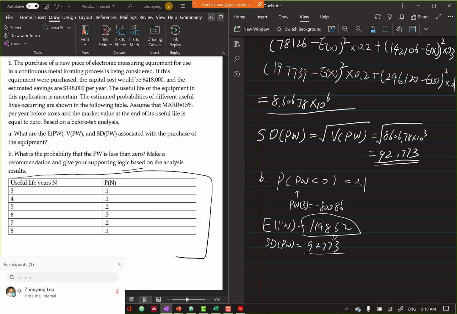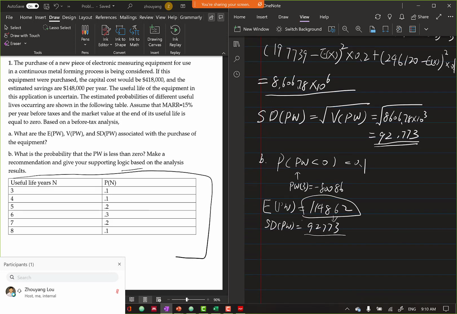So that's fairly favorable. And what's more important is the probability of getting a negative present worth, which is pretty small. That's 0.1. So considering all of these factors, we would recommend purchasing this. And we are done.